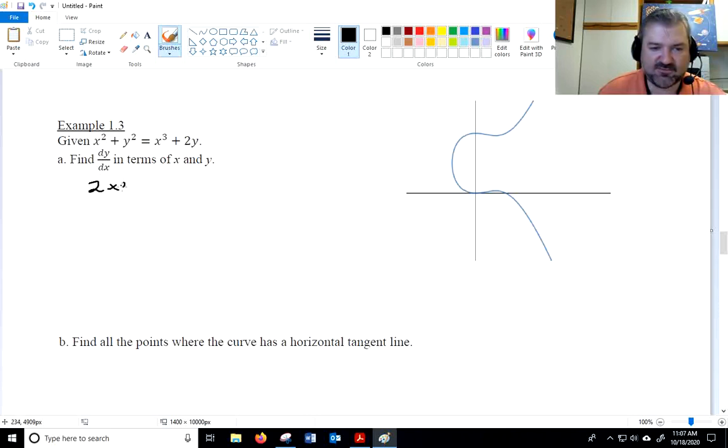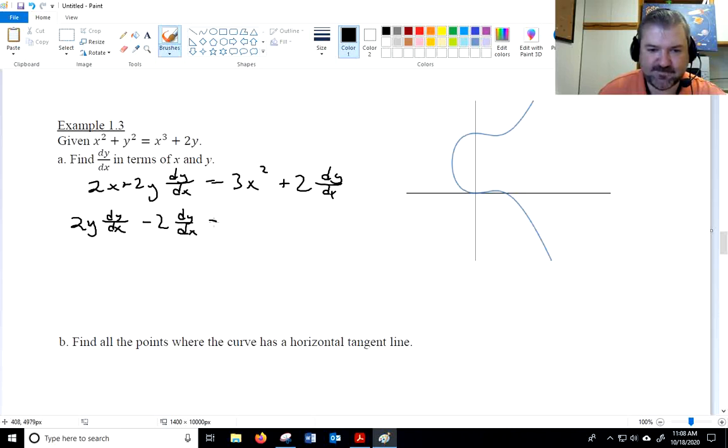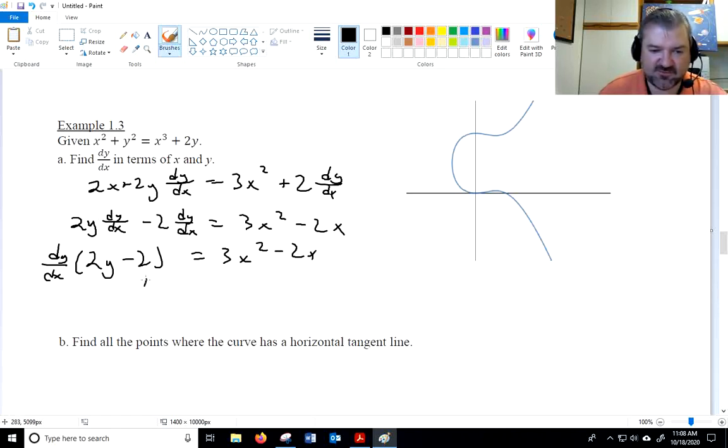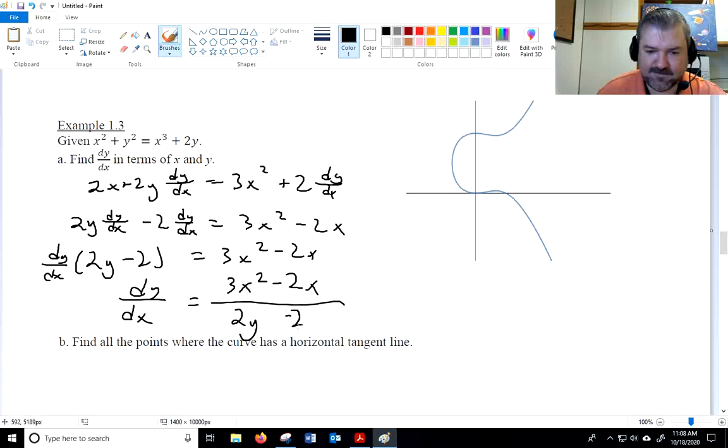We have 2x plus 2y dy dx equals 3x squared plus 2, and the derivative of y is, again, dy dx. Get all my terms that have a dy dx on one side. I'll just move them over here. And I'll move all my terms that do not have a dy dx to the other. Then I can factor out a dy dx. And I think some of you are probably already starting to skip that factoring out step since you know what the result's going to be. It's going to be just dy dx, and everything that had a dy dx ends up going into the denominator. And there we have it.